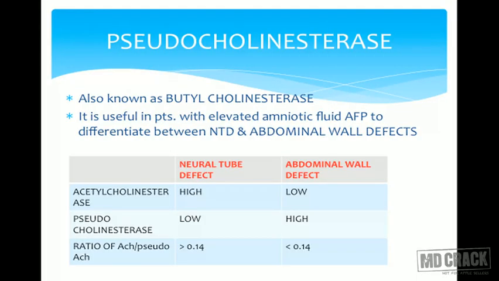Pseudocholinesterase, also known as butyrylcholinesterase, is useful in patients with elevated amniotic fluid AFP to differentiate between NTD and abdominal wall defect. If we compare the level of these two, acetylcholinesterase is high in neural tube defect and low in abdominal wall defect. Pseudocholinesterase is low in neural tube defect and high in abdominal wall defect.